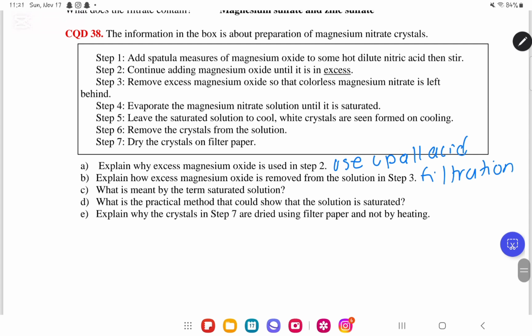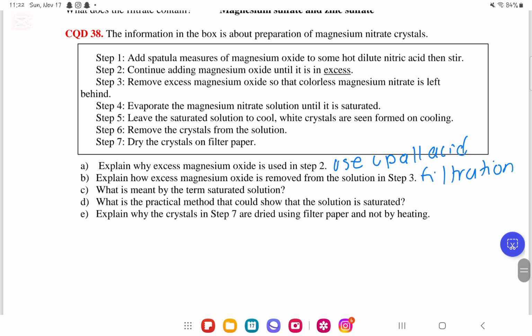Now, what is meant by the term saturated solution? The term saturated solution, I'll not write it because it's long, it means a solution in which no more solute can dissolve in the solvent at a specific temperature. So remember, saturated solution is a solution in which no more solute can dissolve in the solvent at a specific temperature. What is the practical method that should show that the solution is saturated?